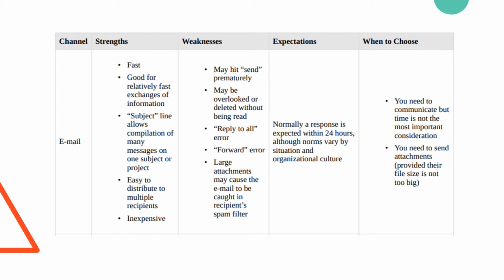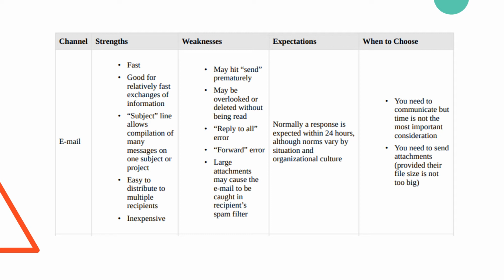You could accidentally forward a message to someone who didn't need the message or it wasn't intended on the original sender list, and then large attachments may cause the email to be caught in the spam filter. So sometimes emails aren't received. So the expectation with an email is that normally a response is expected within 24 hours, although norms vary by situation and organizational culture.